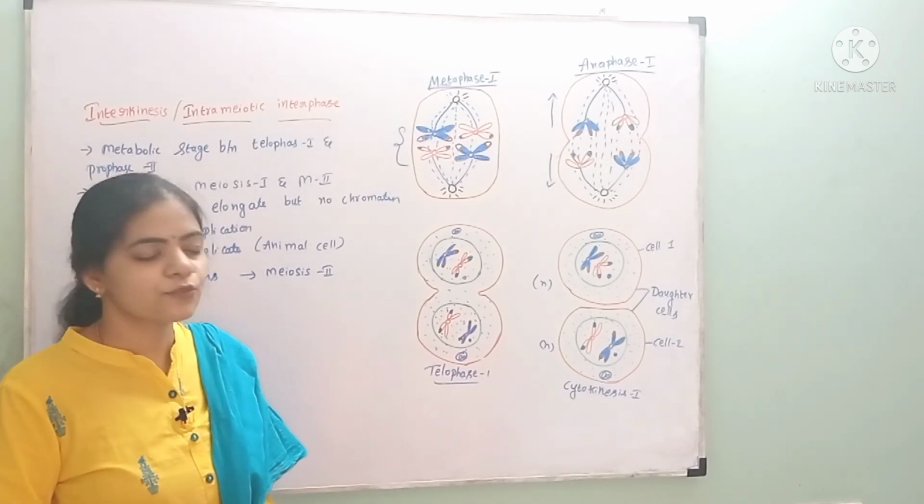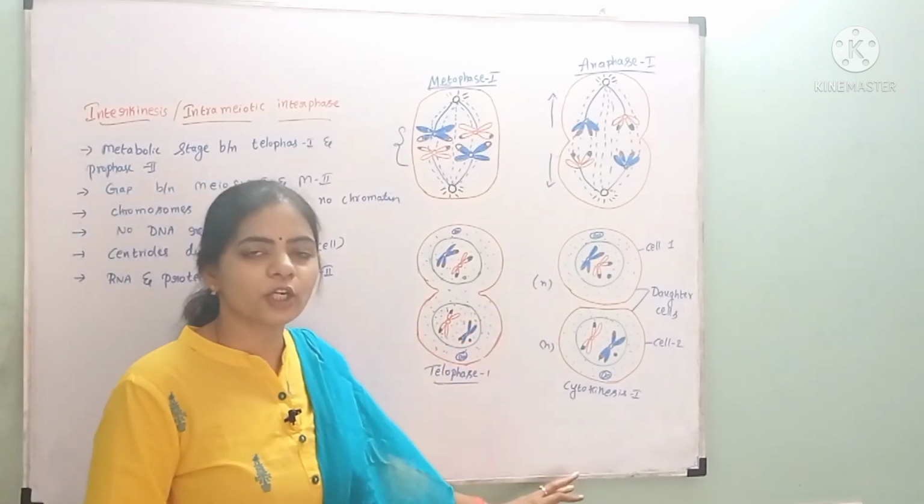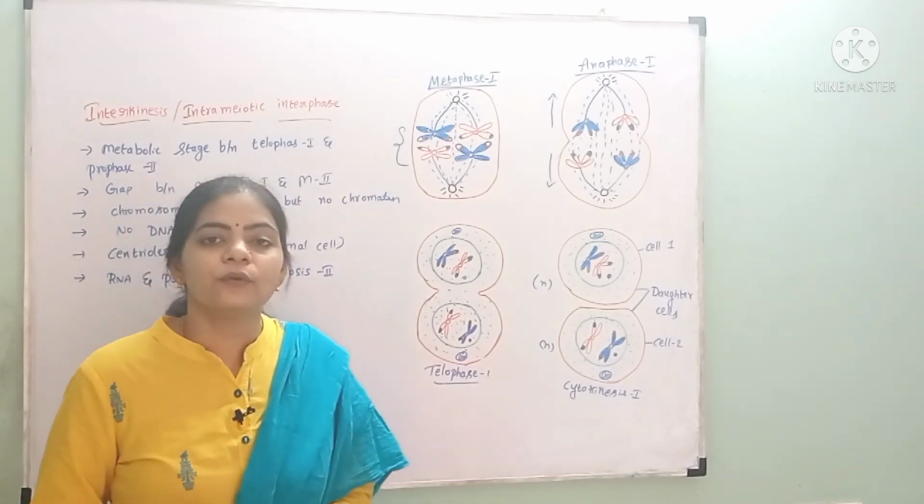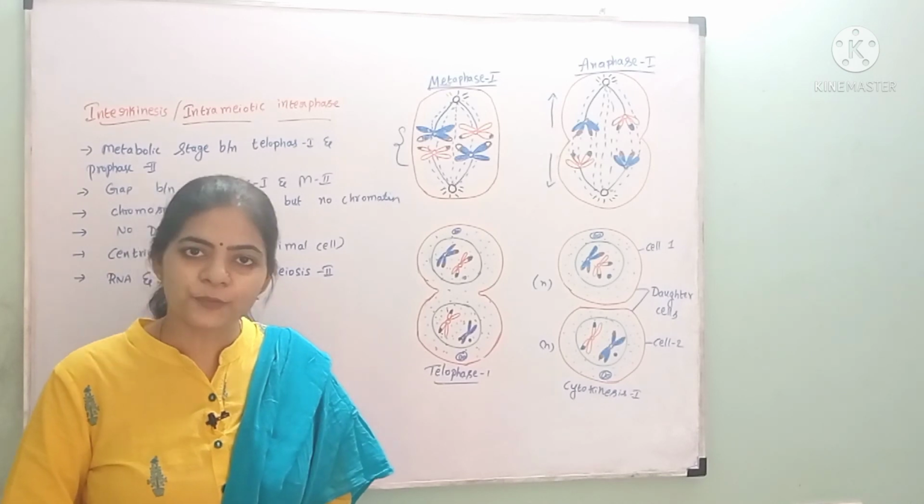So how many daughter cells were formed here? Only 2 daughter cells with half the number of chromosomes. Now in the next video we are going to study Meiosis-2.